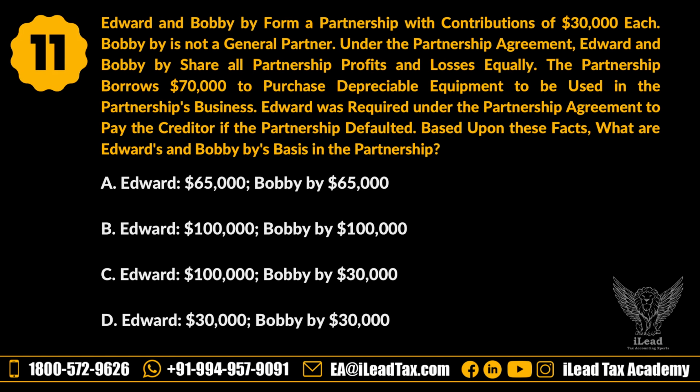Edward and Bobby form a partnership with contributions of 30,000 each. Bobby is not a general partner under the partnership agreement. Edward and Bobby share all partnership profits and losses equally. The partnership borrows 70,000 to purchase depreciable equipment to be used in the partnership business. Edward was required under the partnership agreement to pay the creditor if the partnership defaulted. Based upon these facts, what are Edward's and Bobby's bases in the partnership? A, Edward 65,000, Bobby 65,000; B, Edward 100,000, Bobby 100,000; C, Edward 100,000, Bobby 30,000; D, Edward 30,000, Bobby 30,000. Let's see the answer.